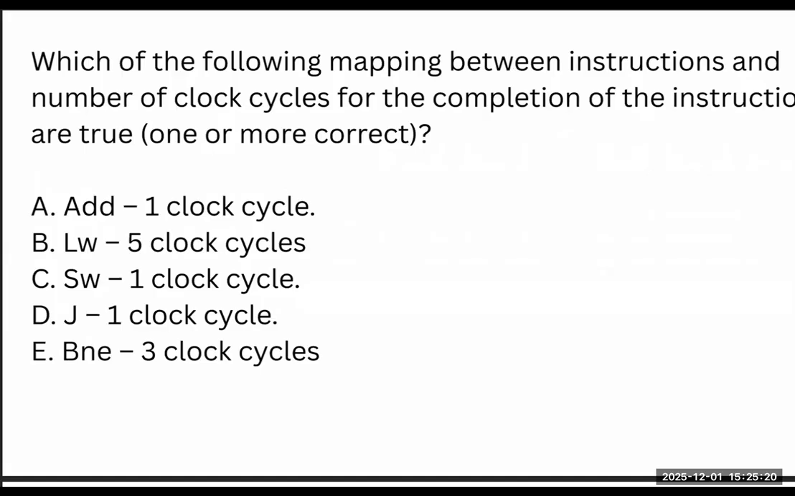Which of the following mappings between instructions and number of clock cycles for the completion of the instruction are true? And note that these are for single cycle implementation, sorry. Let me go through the correct ones. The correct answers are A, C, and D. In single cycle implementation, every instruction takes exactly one clock cycle and nothing more than that. So anything except one is a wrong answer here.